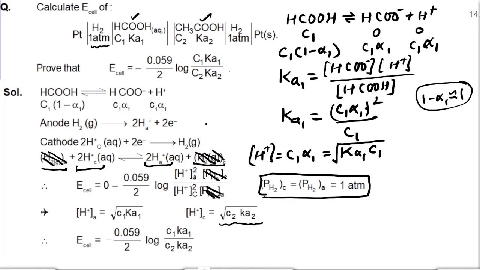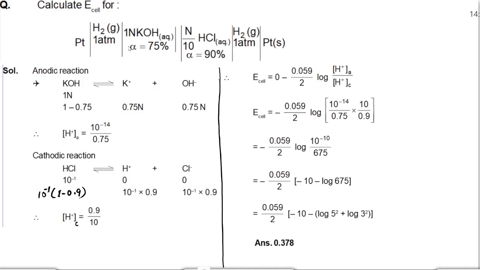So H plus ion concentration, see, this H plus ion square becomes Ka1 C1. So it is C1 Ka1 divided by C2 K2 minus 0.059.2. So in this way we can prove it. Okay, calculate E cell for, again hydrogen pressure is same.